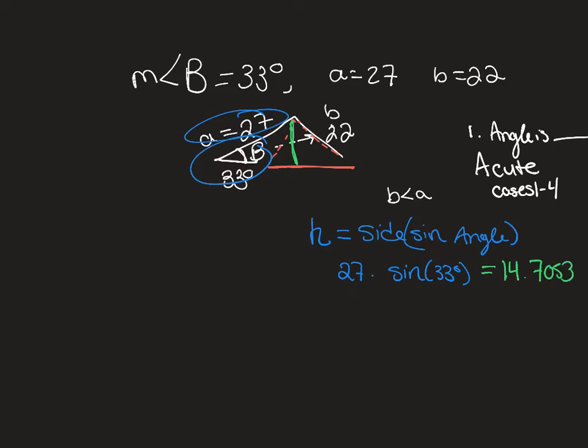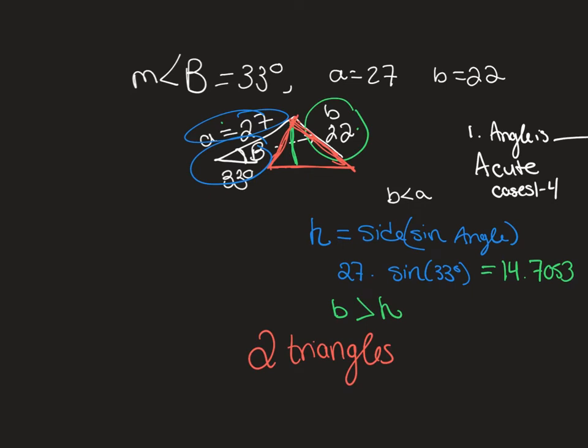14.7053. That means B, my swing side, is greater than the height. So I can make a triangle, and because B is less than A, I can swing it out and make this triangle, or I could swing it in and make this triangle. This is an ambiguous case. You can make 2 triangles.